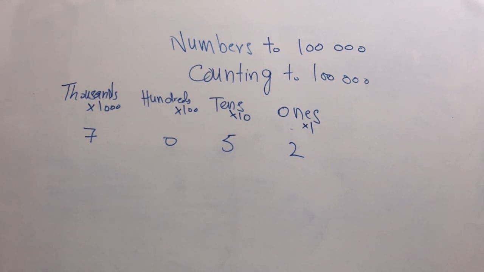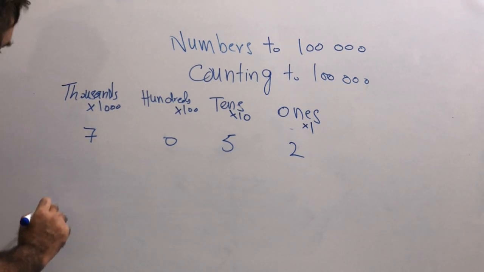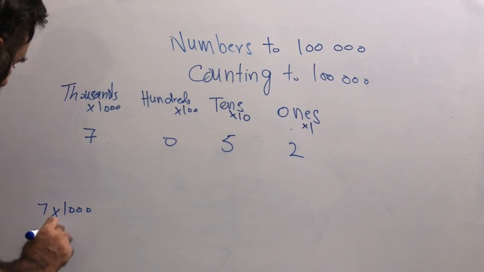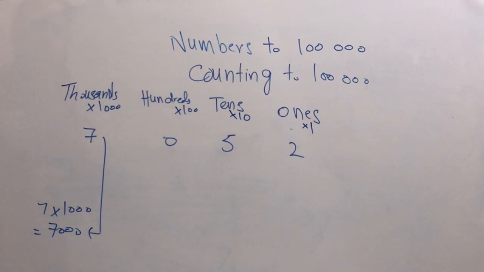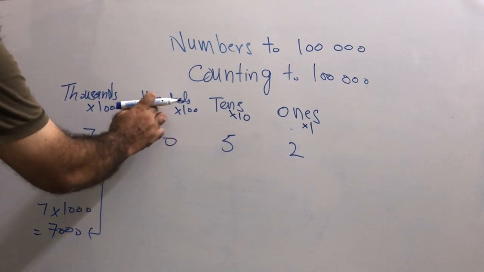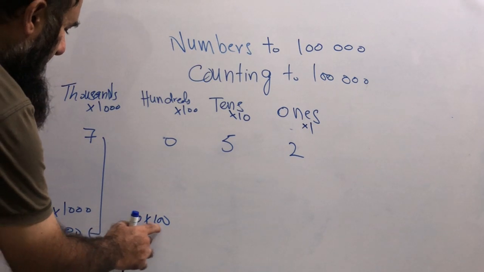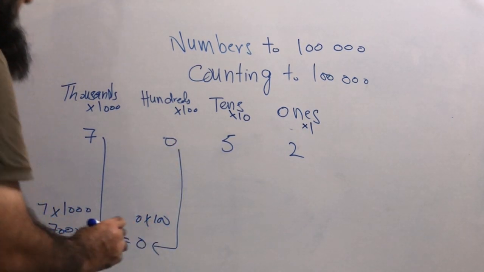If I need to find the value of 7, I know it is coming under 1000. Straight away I'll multiply it with 1000. It becomes 7000. Value of 7 is 7000. Here 0 is coming under hundreds. I'll multiply it with 100. You know that anything multiplied with 0, it becomes 0. So value of 0 is 0.